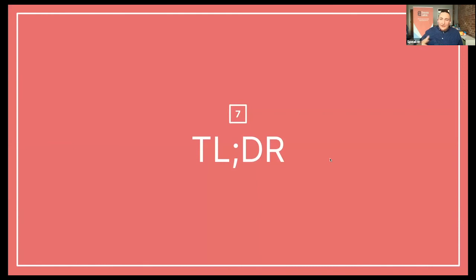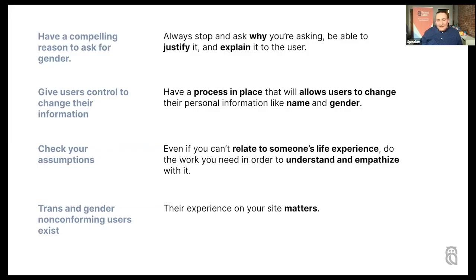So for the summary, the too long, didn't read version: have a compelling reason to ask for gender, explain to the user why you're asking for it, give users the control to change their information, put that process in place, and reduce the friction as much as possible. Check on your assumptions. Even if you can't relate to a person's life experience, do what you can to understand and empathize with them and figure out what you can do to make them have a good experience with your product. And last, these trans and gender nonconforming folks exist. They're using tools, they're using products every day, and their experience matters just as much as the next person. So that is what I've got.